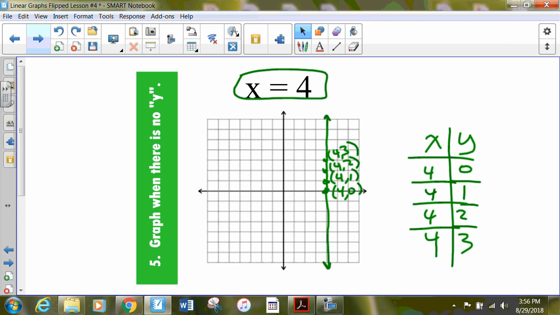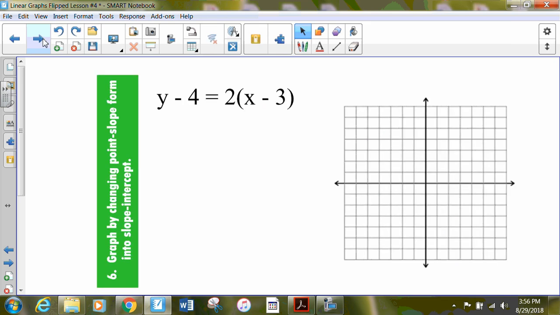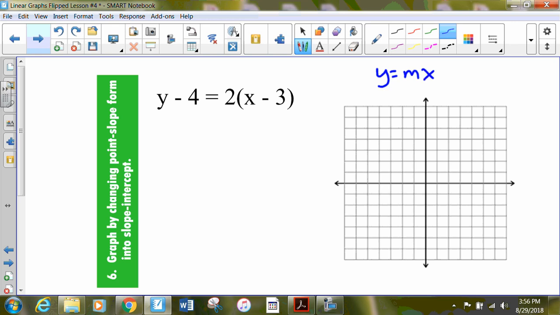So you guys have become super good at that. And you even have become good at manipulating an equation to make it look like the y equals mx plus b form. So that's our goal. When we see something like this, which is in point, let's see, this is not point slope form.